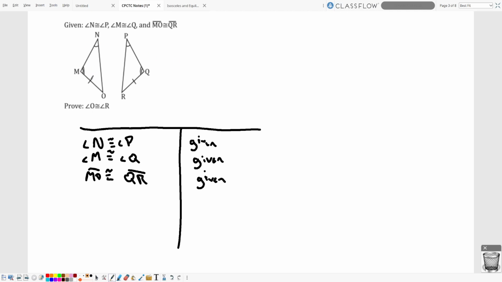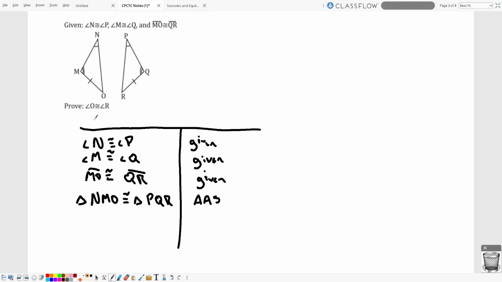The side is non-included. So because the side is non-included, this is angle, angle, side, along with angle, angle, side. So I can say that triangle NMO, and this is very important because the way I label it matters, is congruent to triangle, and because I said NMO, I need to go 1 to 2 to 3. So that would be PQR. And the reason that I know that NMO matches with PQR is because of angle, angle, side.